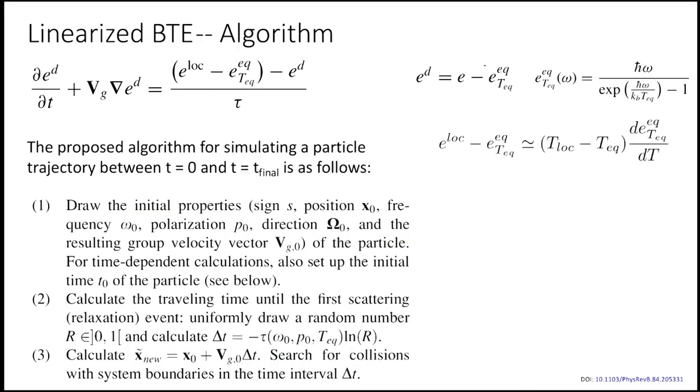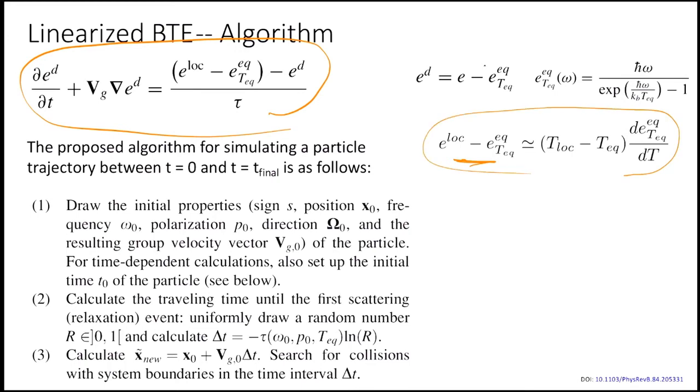Okay, so now how would this linearized algorithm work? Of course, our equation remains the same. It's just the distribution from where we draw the particle that changes. So basically, the E(T_l) minus E(T equilibrium) we approximated by this term. So our distribution changes. The algorithm is not going to change much except for this drawing from the distribution. So let's write it here.